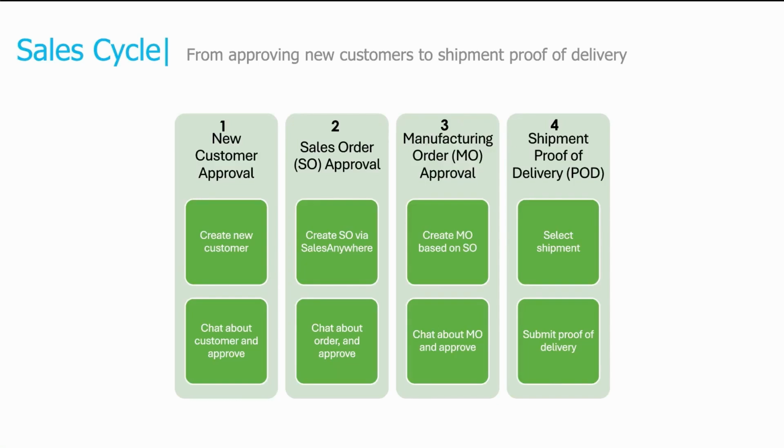We're going to show you new customer approvals and sales order approvals. We're also going to show you manufacturing order approvals and then attaching a proof of delivery to shipments.